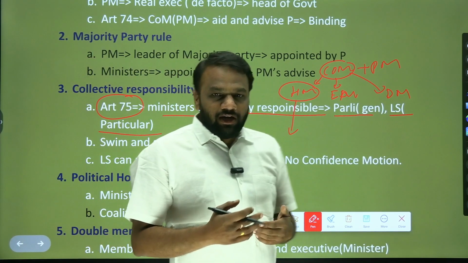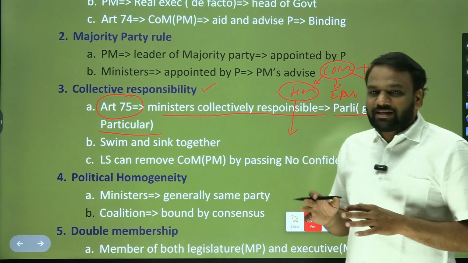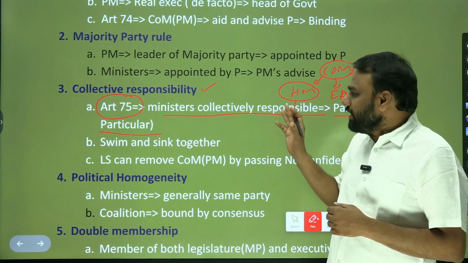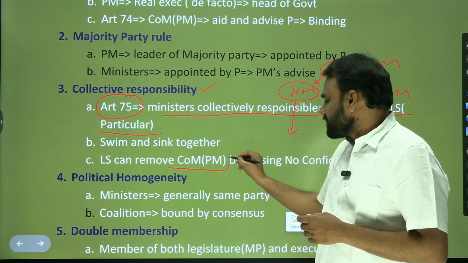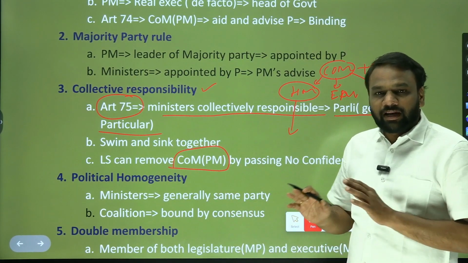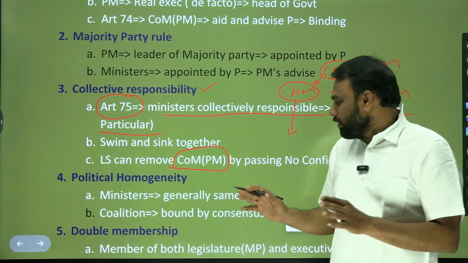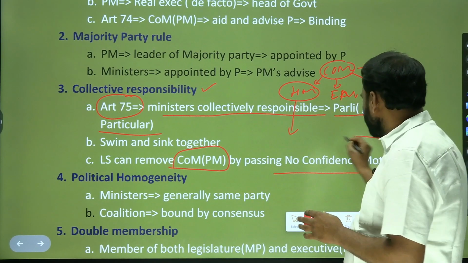Now suppose someone has committed a mistake and the Lok Sabha is not satisfied with the performance of the ministry, then what can it do? Lok Sabha can remove the council of ministers. It can remove the government by passing a no confidence motion.